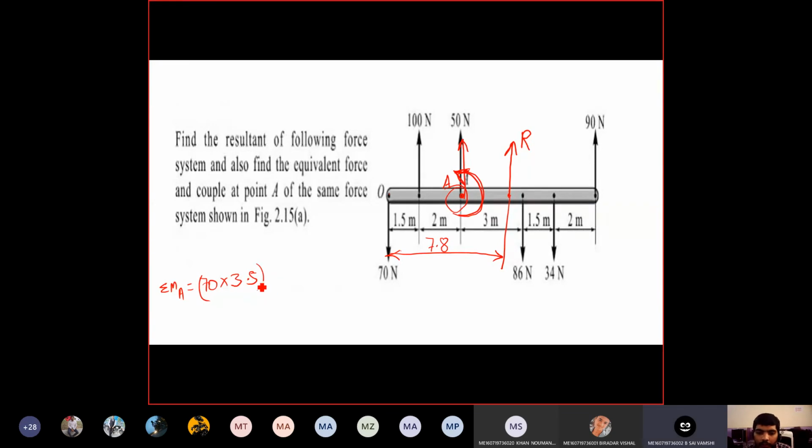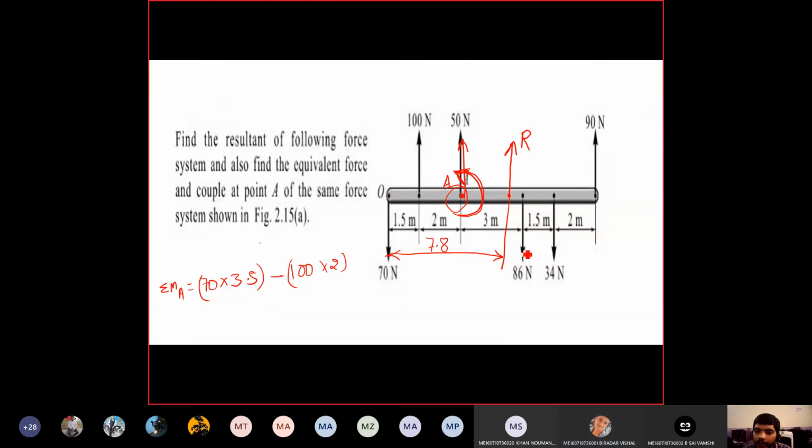Simple thing, ma. 70 into 3.5. Next, 100 into how much? Plus or minus? Minus. Clockwise na, this rotates clockwise. Minus 100 into 2. Next, put this 50 Newton. 50 into how much? 0 into, sir. 0. Okay, now no need to write that.